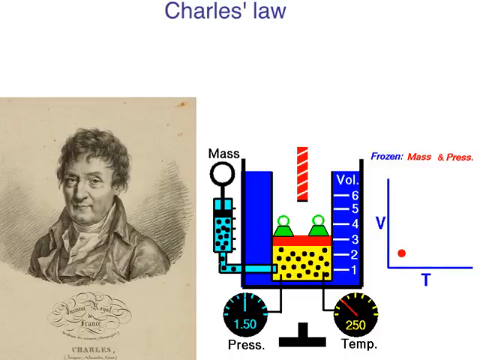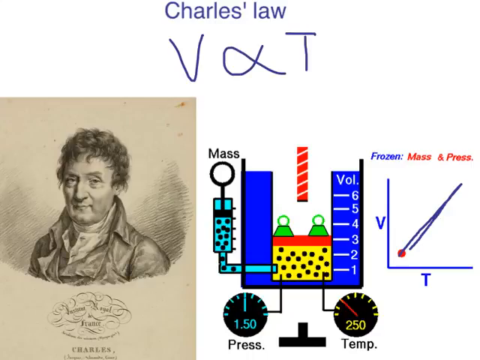Charles's law, again very similarly, was at constant mass and pressure, what happens to the volume as the temperature is changed. So as the temperature increases, what he found was that the volume of the gas increased. So they were directly proportional. Okay, so the volume of a gas was directly proportional to T, or, if you prefer, the volume of a gas was equal to some constant times T.